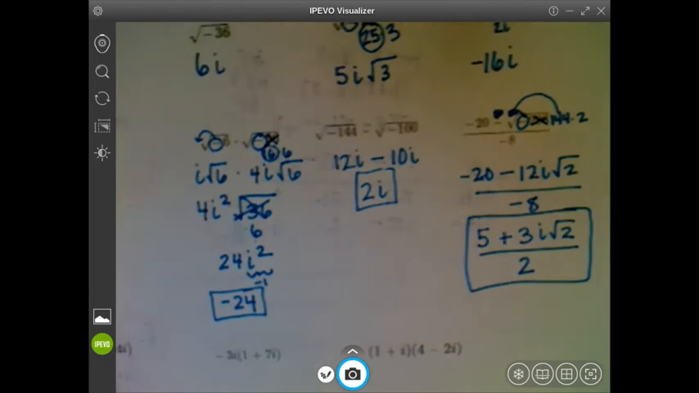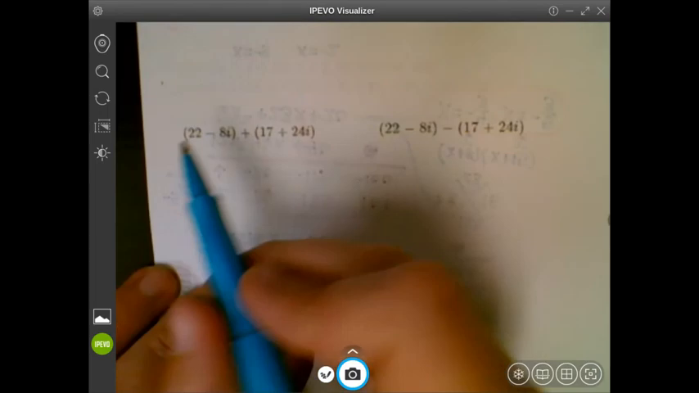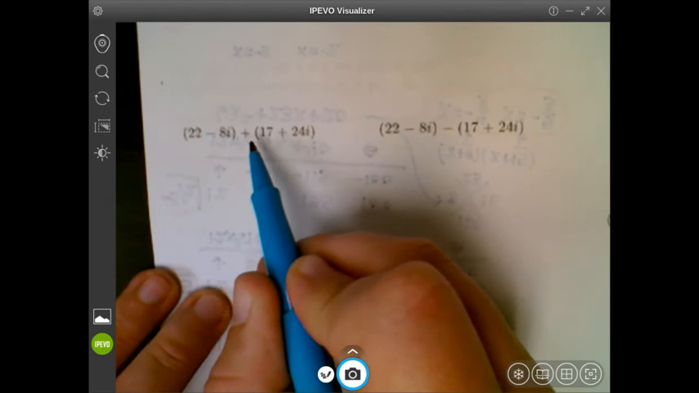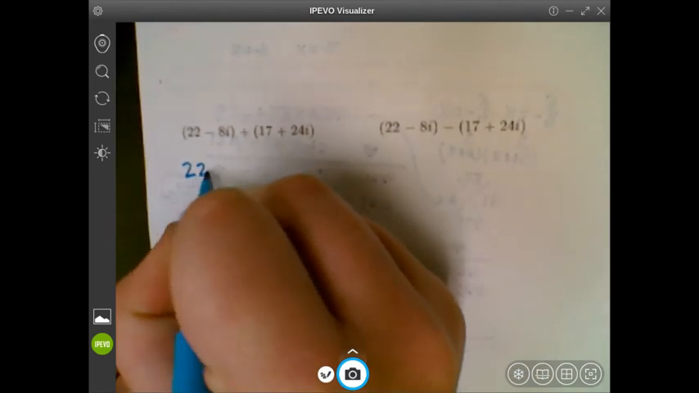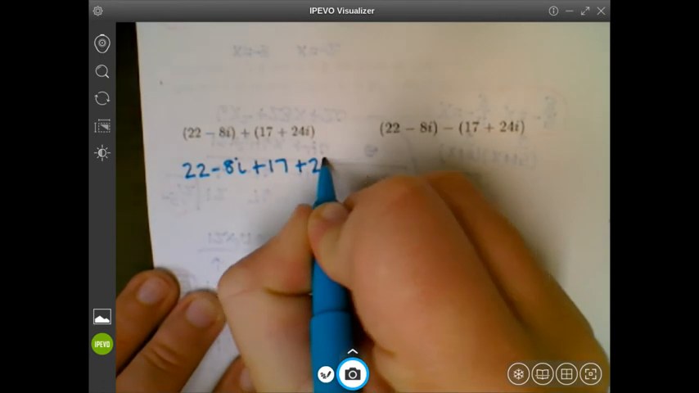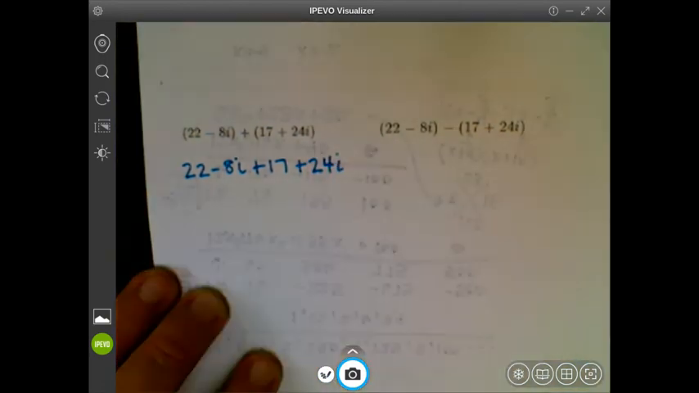All right, we have some more operations with these complex numbers. So I have two things being added. The parentheses in this case isn't doing anything because of the addition. So if you just want to rewrite it without any parentheses.